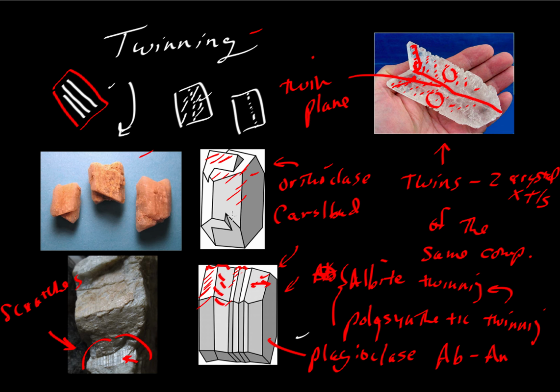So anyway, that's the idea of twins. These are minerals that have the same composition, the same ordered internal atomic arrangement, otherwise they would not be the same mineral. So these are the same minerals, they are twins, but they're intergrown in a way that they are at a slightly different orientation.